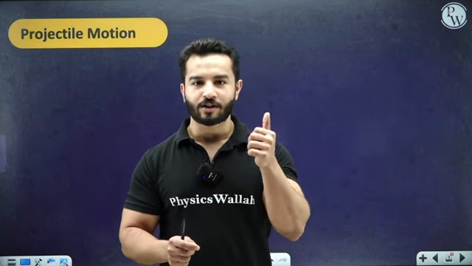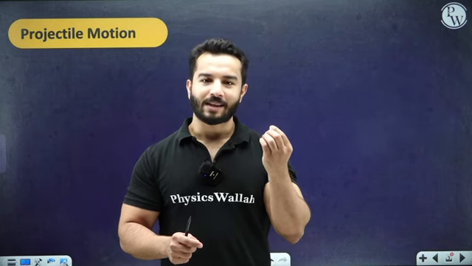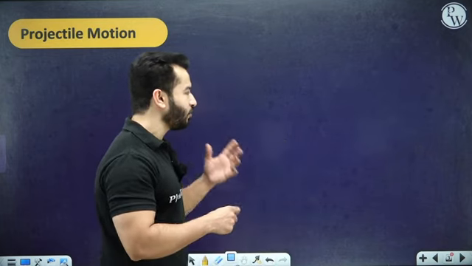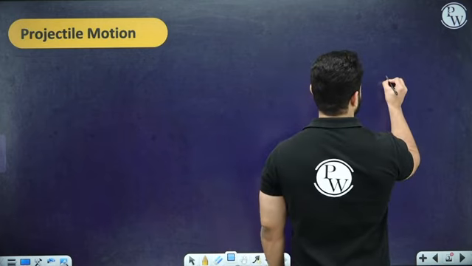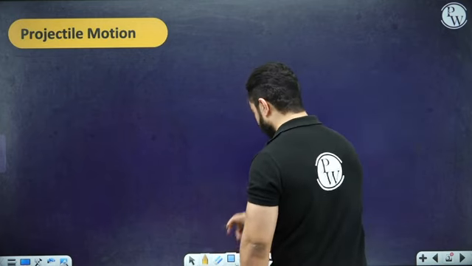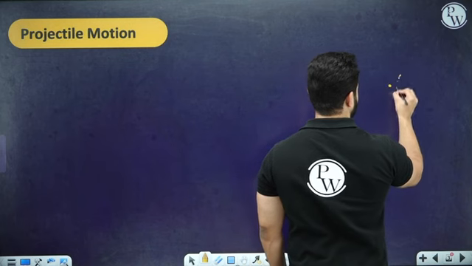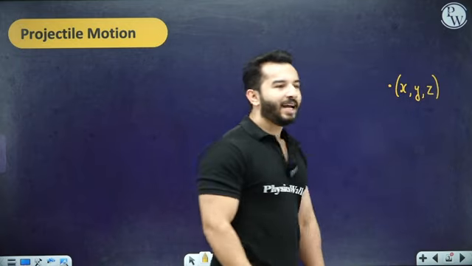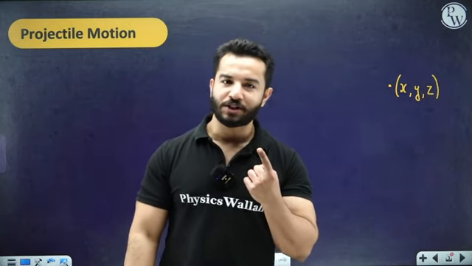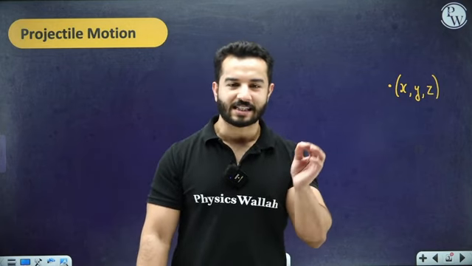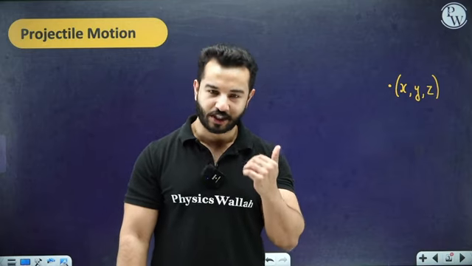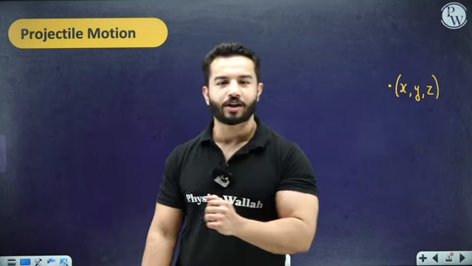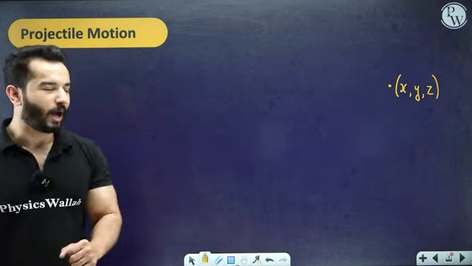And if you remember, in the first class we also talked about the position of a particle, right? Let's say the position of the particle is x comma y comma z, right? So if only one coordinate changes, we say that this is a one-dimensional motion. If two coordinates change, we say that this is a motion in a plane or projectile motion, or motion in two dimensions.